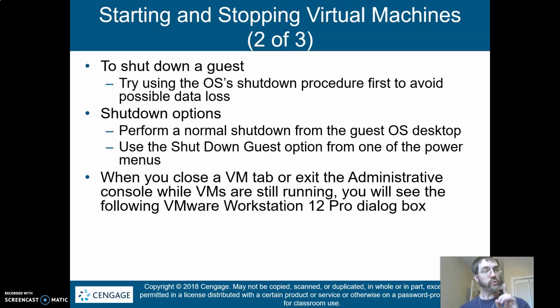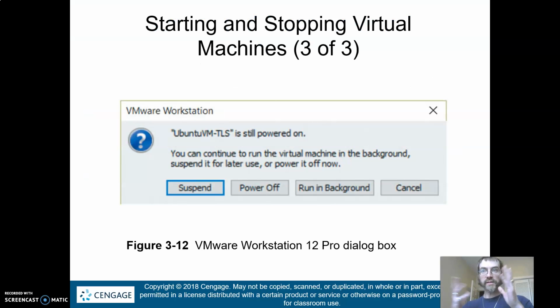Now, when you do this, you'll see something. If, for example, you're in a VM tab, or you close the administrative console while the VMs are running, you'll see this. It'll give you an option. You can suspend it. You can run it in the background. You can power it off. You can change your mind. If you don't really mean to close the whole thing down, say you were trying to close a different tab, a different VM, and you accidentally clicked the wrong thing, you can click cancel and save your work.